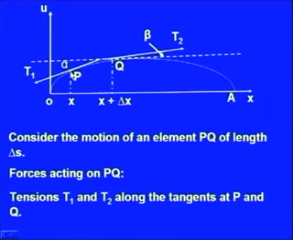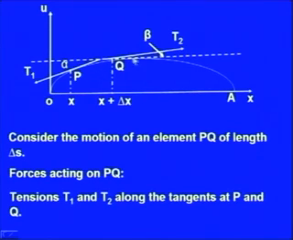Now, when we resolve these forces T1 and T2 horizontally and vertically, the horizontal component of the force T1 will be T1 cos α, and the horizontal component of the force T2 will be T2 cos β. So, we shall have T1 cos α equal to T2 cos β, because there is no motion along the horizontal direction, and in the vertical direction there is movement only in the transverse direction of the elastic string.